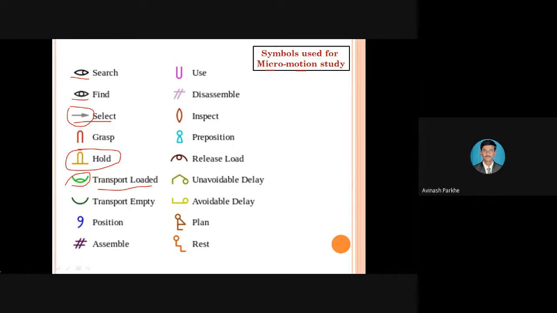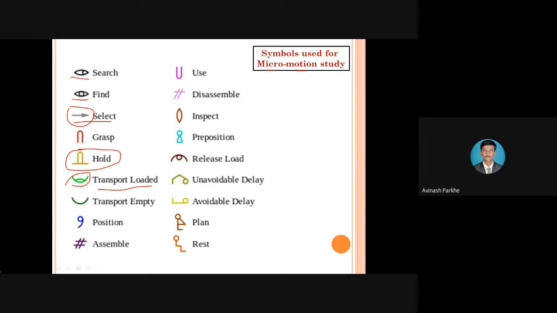In the next chapter, that is work measurement in section number 2, when we start with the work measurement chapter, these symbols are used for performing the operations, and how to use these symbols, we will discuss in that chapter only.